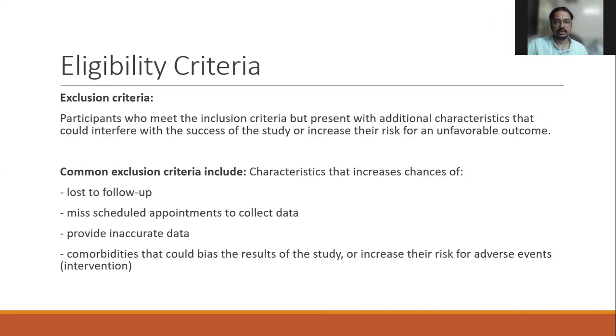The exclusion criteria: participants who meet the inclusion criteria but present with additional characteristics that could interfere with the success of the study or increase the risk of an unfavorable outcome. Common exclusion criteria include loss to follow-up, scheduling conflicts, inability to provide accurate data, and comorbidities that could lead to bias for the study or the risk of adverse events.